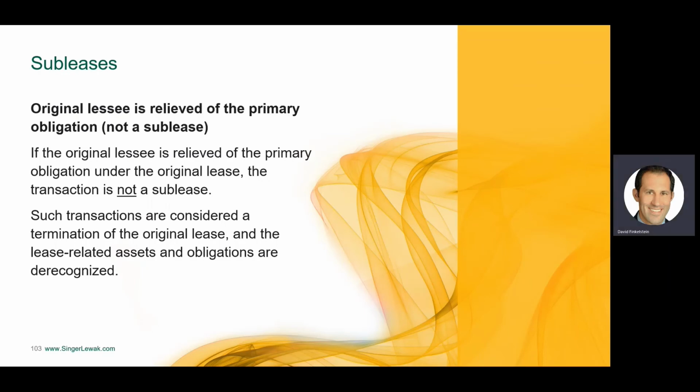When looking at this, if we have instances where the original lessee is relieved of the primary obligation, it's not considered a sublease. So if the original lessee is relieved, these are actually considered to be termination of the original lease, and the lease-related assets and obligations would be derecognized by that sublessor.